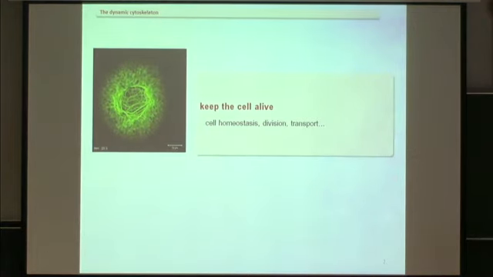Just an introduction to the cytoskeleton. The cytoskeleton is a very prominent part of the cell. It keeps the cell alive by maintaining cell homeostasis. One of its duties is transport or cell division. So lots of basic parts of cell life are arranged by the cytoskeleton. We'll see more examples later.